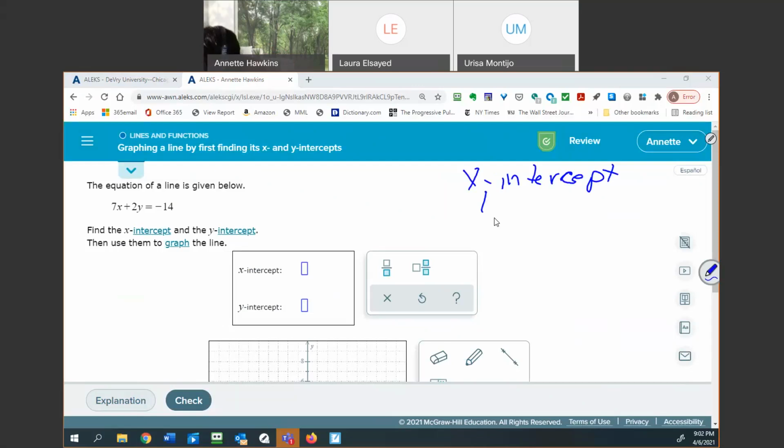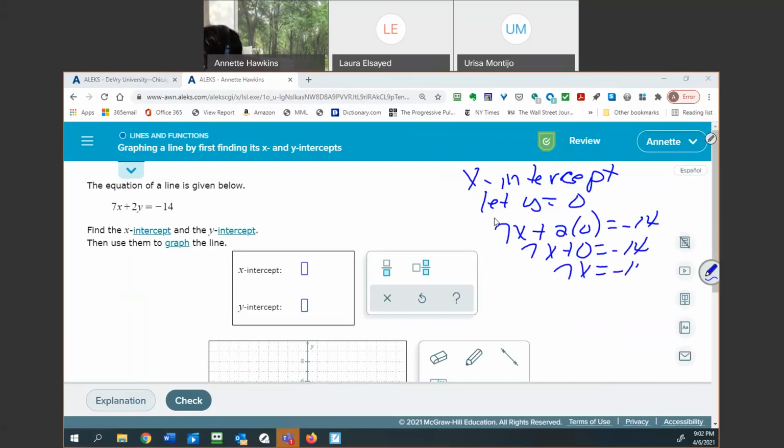So the X intercept, let Y be 0. 7x plus 0 equals -14. 7x equals -14, divided by 7. X equals -2. So they want you to tell them what the X intercept is. Click there, and let's put your -2. All right. Then we want to find the Y intercept. So let's find the Y intercept.